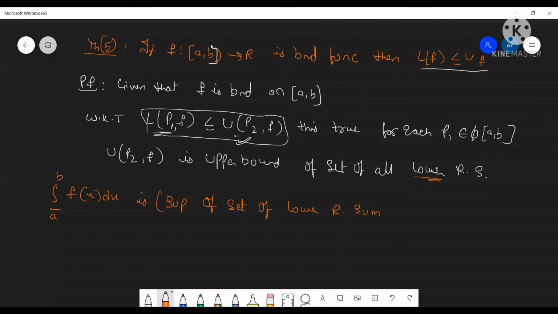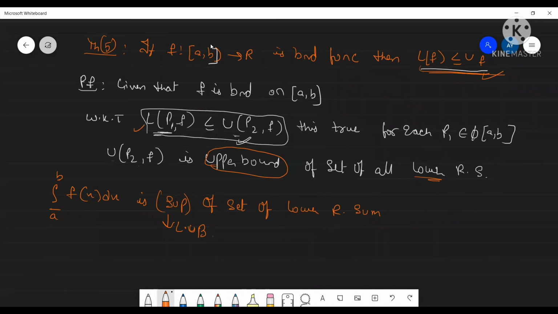What is supremum? Upper bound. Least upper bound. The reason we are taking it like this is because we wanted to prove that L(f) is less than or equal to U(f). That is, the lower Riemann integral is less than or equal to the upper Riemann integral. For that, we are making use of the Riemann sums.